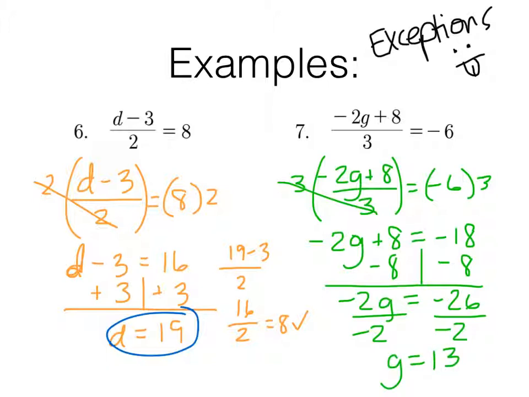Going to go ahead and check that answer real quick. Negative 2 times 13 is negative 26. Negative 26 plus 8 is negative 18. Negative 18 divided by 3 is negative 6. I know I got my answer right.